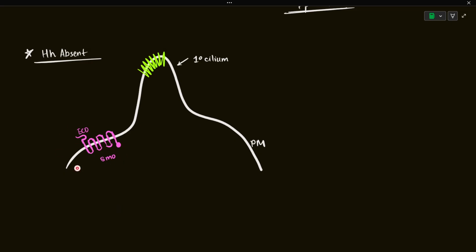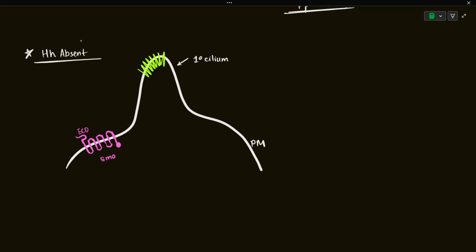How does Smoothened get activated? If the extracellular domain binds to the cholesterol present in the plasma membrane, so let's assume these are the cholesterol molecules, and this binds to the extracellular domain of the Smoothened receptor, then the Smoothened receptor will be activated. But now, if there is no cholesterol, how will the Smoothened receptor get activated? This is how the Patched receptor inhibits the Smoothened receptor.